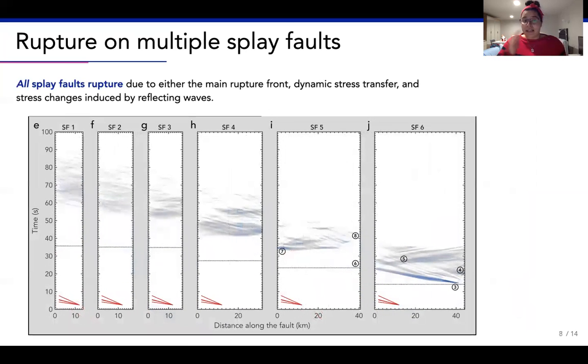We can also look at what happens on each individual splay fault. So this is splay fault 1, 2, 3, 4, 5, 6, 6 being the deepest, largest splay fault. As we saw in the video, all the splay faults rupture. That can be due to the first main rupture front that encounters it and it's immediately activated, such as is the case for splay fault 6, the deepest one, and the first one the rupture encounters. It can be dynamic stress transfer and stress changes induced by reflecting waves, such as what we saw in the next splay fault 5. It was activated from the top by reflecting waves from the surface, and then it ruptured down dip.